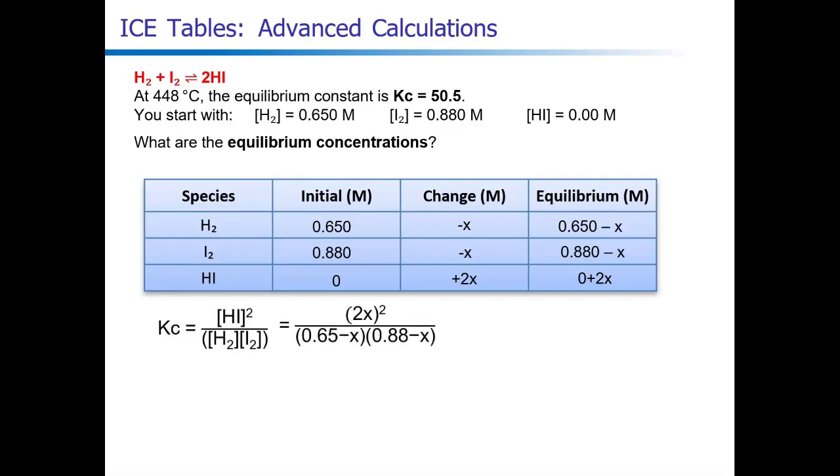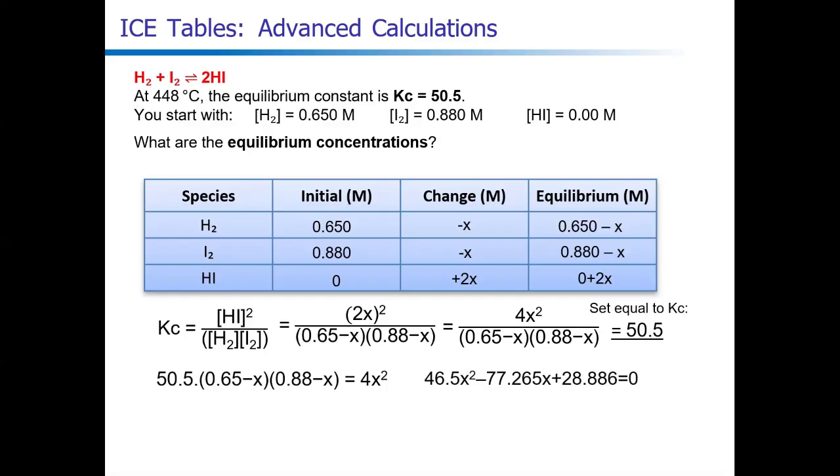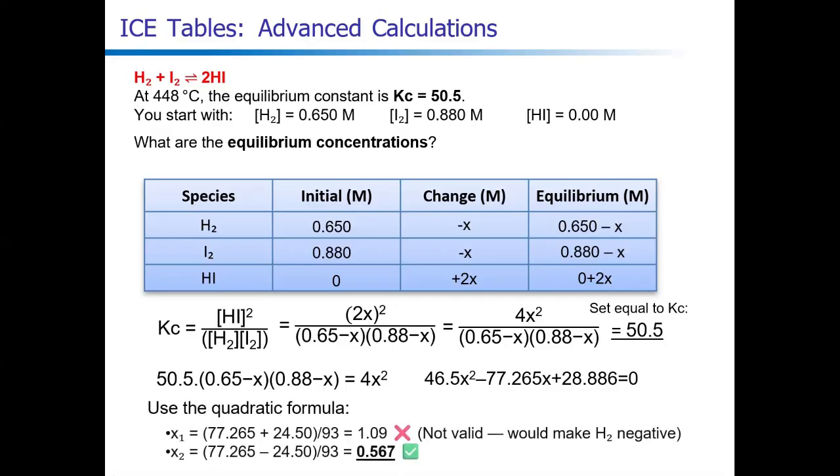So this will give us 2x squared over 0.65 minus x multiplied by 0.88 minus x. This expands to 4x squared over 0.65 minus x multiplied by 0.88 minus x, and we can set this equal to the equilibrium constant, 50.5. Solving for this, we develop a quadratic equation, and we can use the quadratic formula to solve for x. This gives us 2 solutions. One solution is not valid, as plugging this back into the equation will give us a negative concentration. The second value does make sense, and therefore this must be the correct value. So this is 0.567.